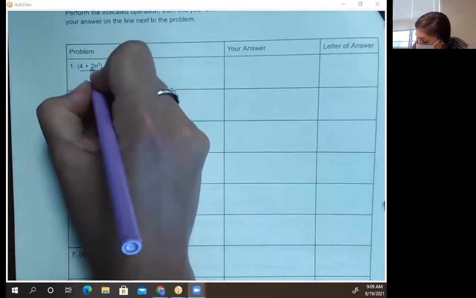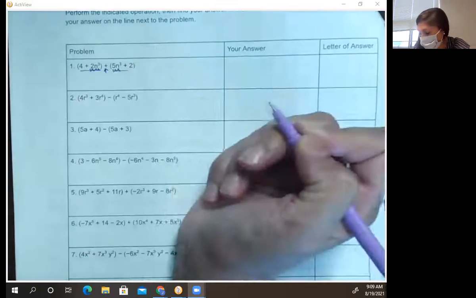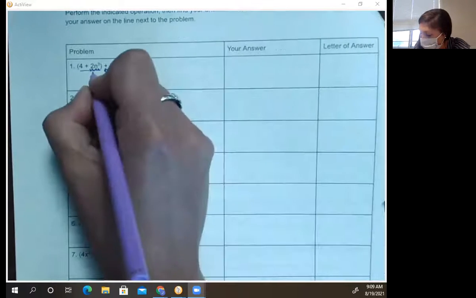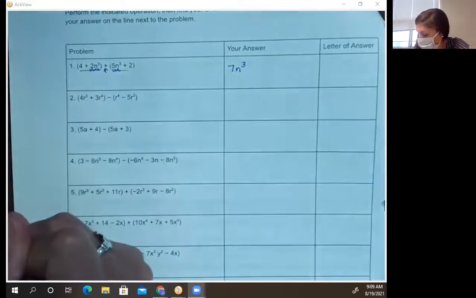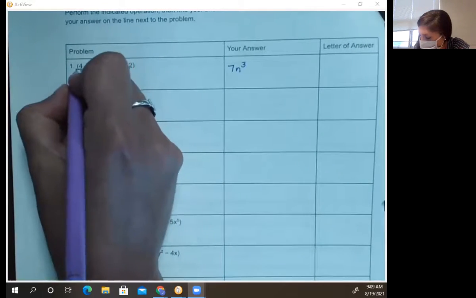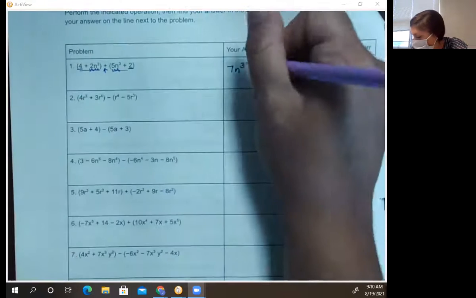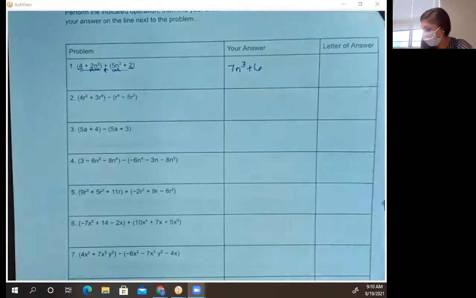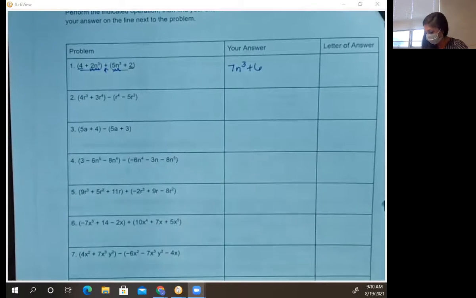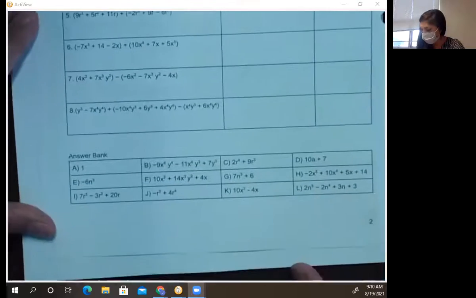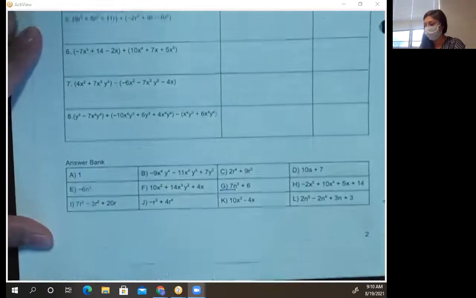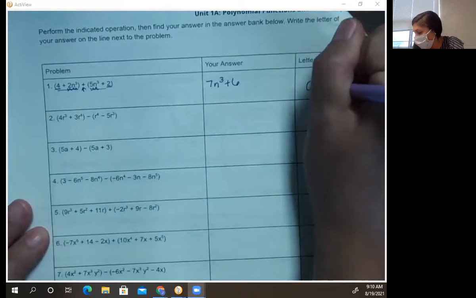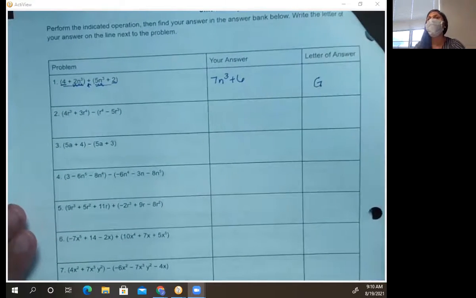So that means we're going to combine the n cubed terms. So 2 plus 5 would be 7n cubed. And then we'll combine our constant terms. So 4 plus 2 would be 6. So 7n cubed plus 6. If I hop down to my answer bank here, I should have an answer, there it is, of 7n cubed plus 6. I don't care so much about us putting the letter here, but it is a good way to double check.